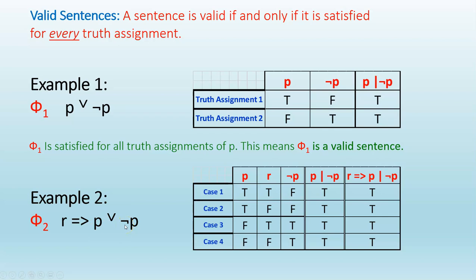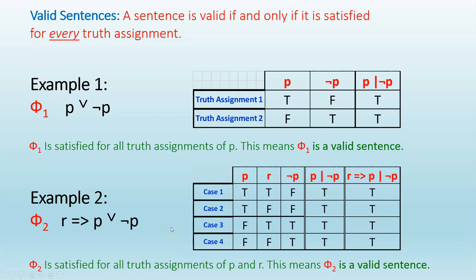If you go back and look when we first were talking about compound sentences, if an implication's consequent is true, then the implication is true. So this consequent is always true, which means the implication is always satisfied. And you can see, here's the truth table, it's always true. So there's another example, not quite as trivial, but related, of a sentence. All the truth assignments of P and R will satisfy phi 2. That makes phi 2 a valid sentence.